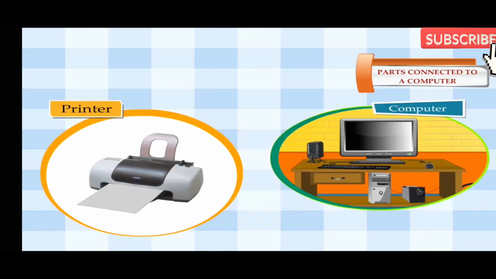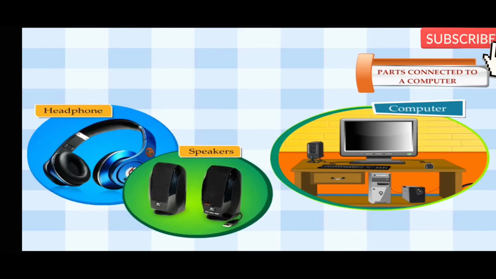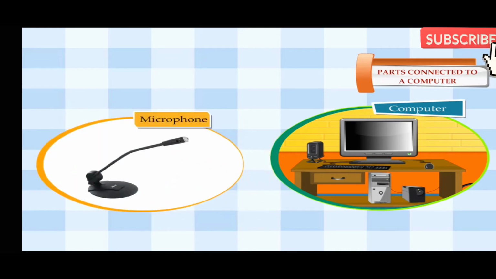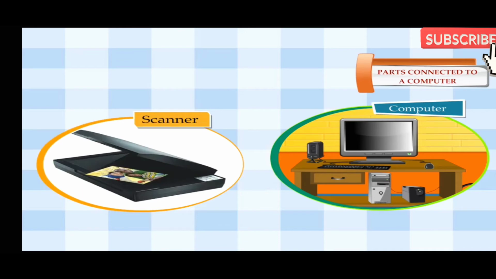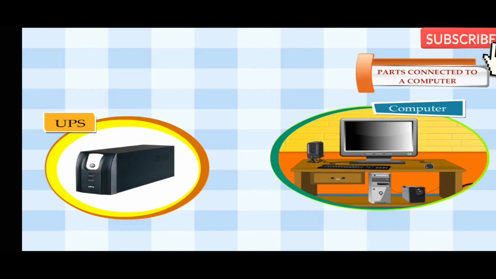Printer helps you to take your work on the paper. It means the printer prints on the paper the same work that is shown on the monitor. Speakers and headphones are used to listen to recorded songs, voice, speech, and other types of sounds from a computer. Microphone is used to record voice, music, and sounds into the computer. Scanner is used to put your pictures into the computer. UPS, uninterrupted power supply, is used to keep the computer on for a few minutes if the electricity goes off.